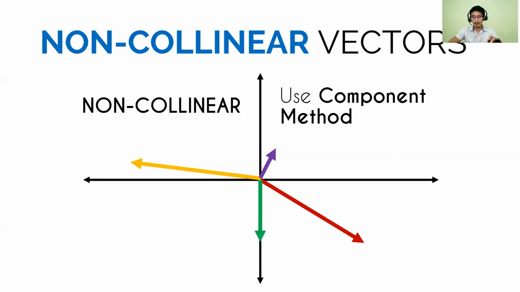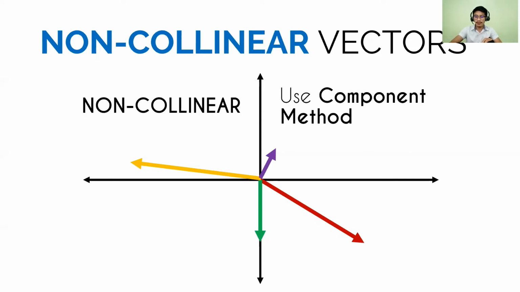Now, what if we have vectors that are not along the axis? For example, just like this one, hindi siya along the x-axis, hindi din siya along the y-axis. In that case, we have non-collinear vectors and we are going to use the component method.